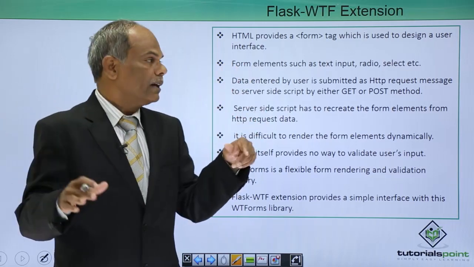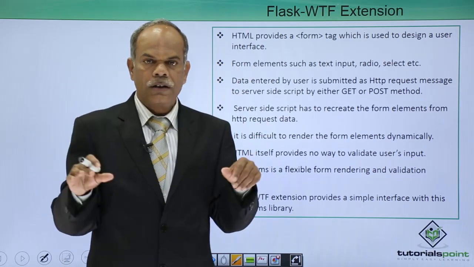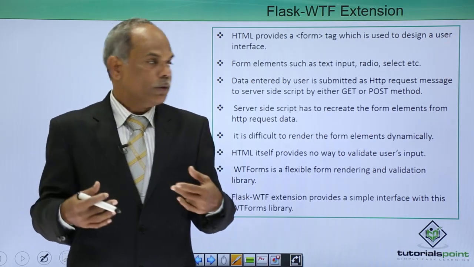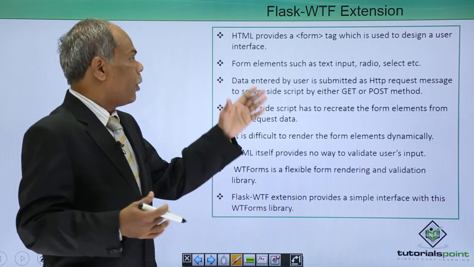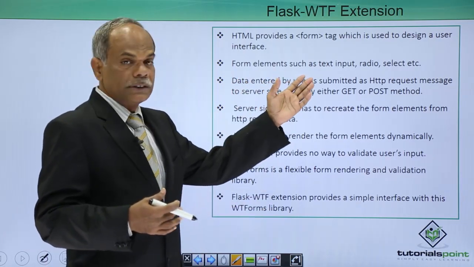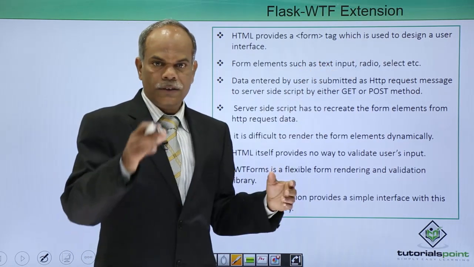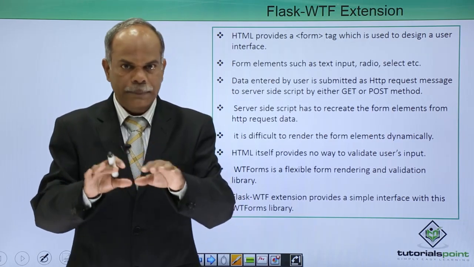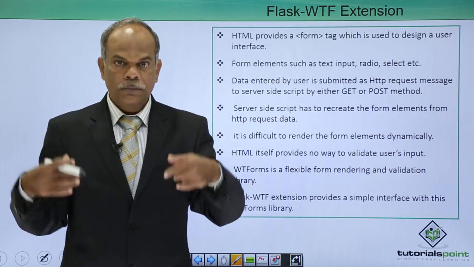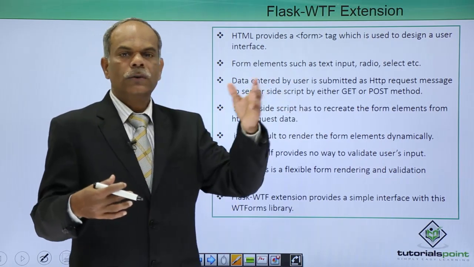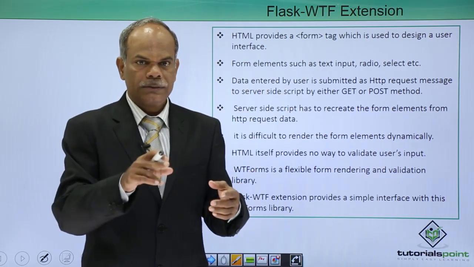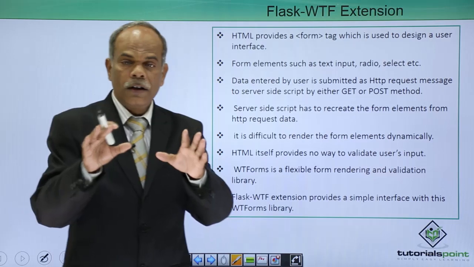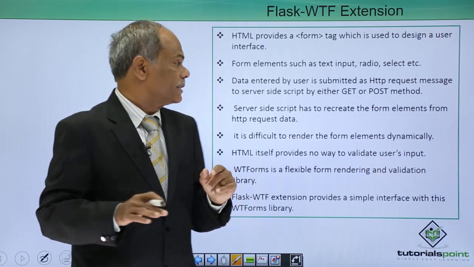HTML provides a form tag which is used to create a user interface using which the user can enter the data into it. For that purpose, there are different form elements available, such like input, radio, select, etc. That means if you want to create a text box in which the user should be able to type certain data, what do you do? Inside the form you say input type is equal to text, so that it will create a text box. Input type is equal to radio, it will give you radio buttons and so on. So, we are already aware of all these form elements.